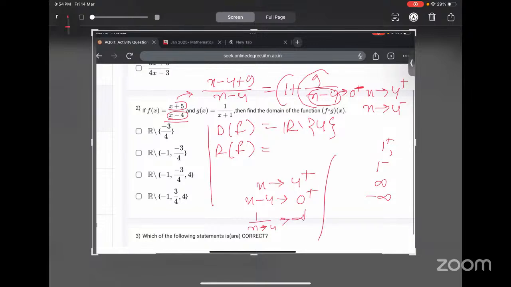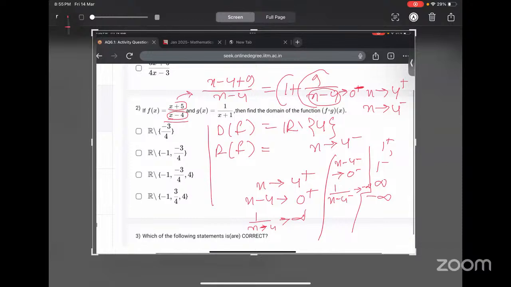Similarly, if you take x tending to 4 from the negative side, then x minus 4 will be tending to 0 from the negative side. Negative side means a negative number, right? Then 1 over x minus 4 will be tending to minus infinity. That means when you are taking negative, all the signs are negative here, and when you are positive, all the signs are positive. So once we are taking the positive 0, we will get infinity. Once we are taking the negative 0, we will get negative infinity.